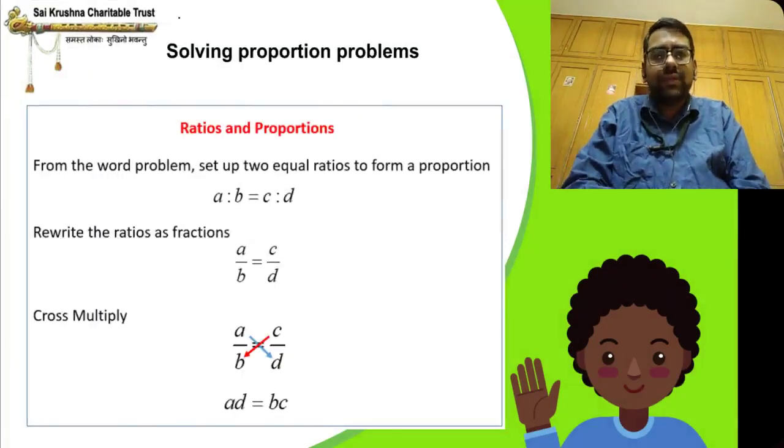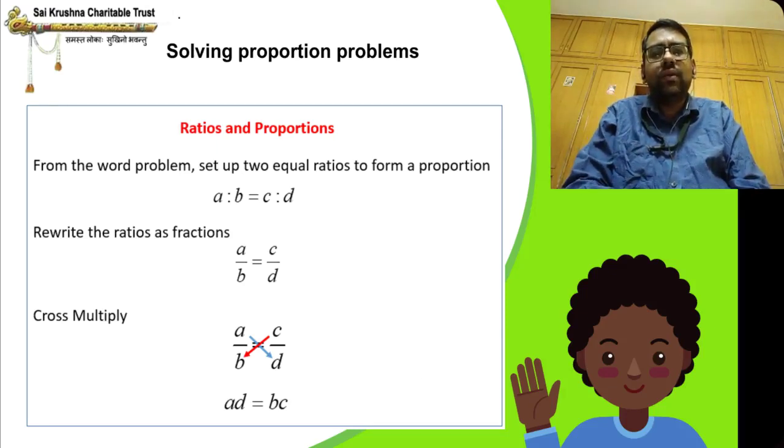Solving proportion problems. How to solve proportion problems? From the word problem, set up two equal ratios to form a proportion, a is to b equal to c is to d. That is the first step. Then rewrite the ratios as fractions. a is to b can be written as a by b in fractional form. c is to d can be written as c by d in fractional form.